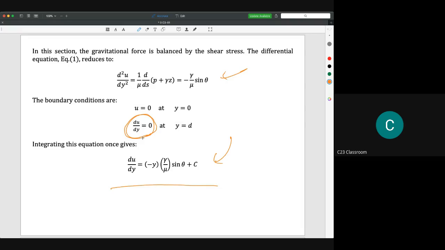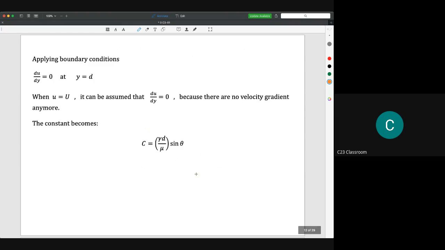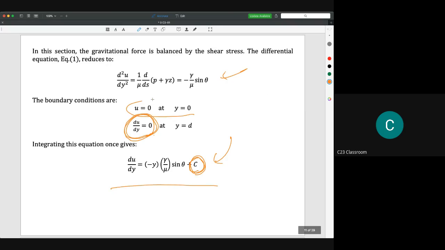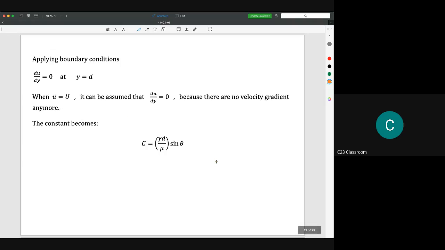ease your calculation, because you already have the value of du dy. And then you could substitute this one. When you integrate, you could get another unknown, another constant c here. First you use this one, and then you will get this one, and then you need to integrate it one more time, and then you substitute with this boundary condition.